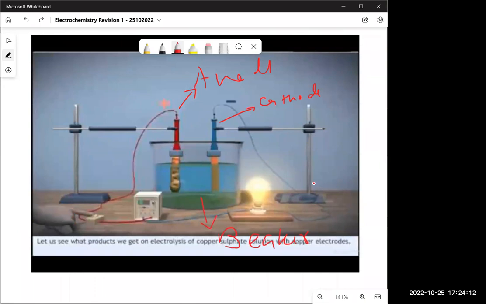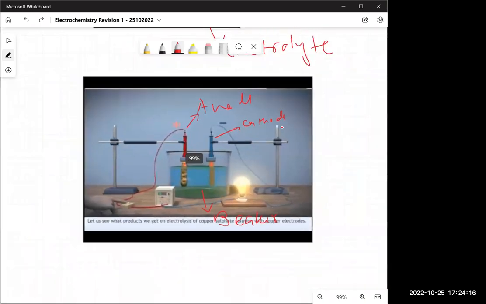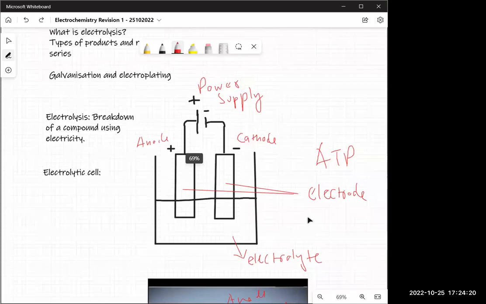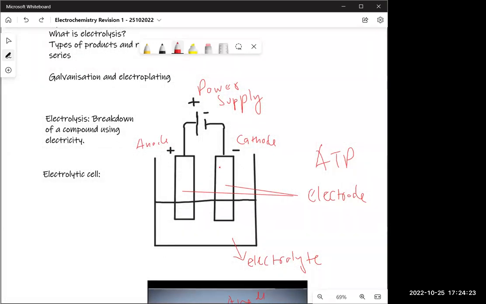Okay. And now the thing is, we have to realize how do we use this? We know what it is now. We know how it looks and everything. Next thing is to use it. So start making the diagram.